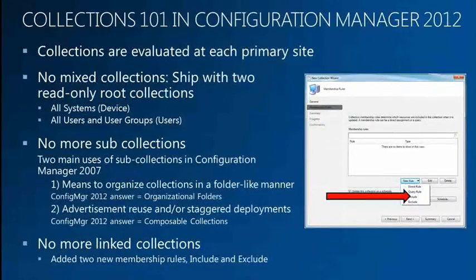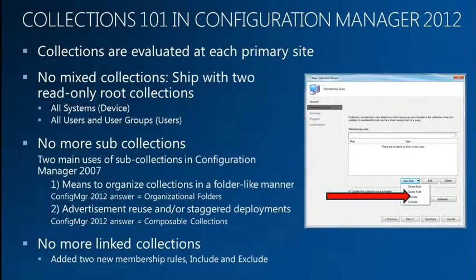So then we move on to collections. DC talked quite a bit about collections, but I want to give a recap. So here's Collections 101. Collections are evaluated at each primary site. I think people pretty much get that. So if you create a collection at the CAS, it goes out to each primary site, it gets evaluated, goes back up, and you get a global view of that. So collections are global. They're not specific to any primary site.